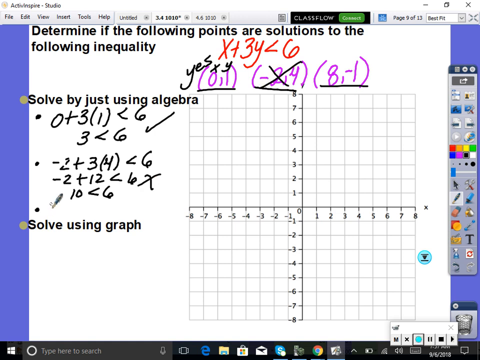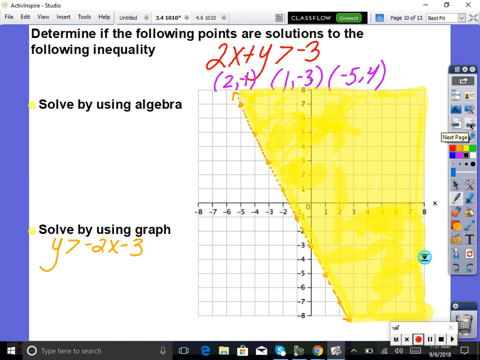Plugging in 8 and -1. 8 plus 3 times -1, is that less than 6? So that's 8 minus 3 is less than 6. 8, 7, 6, 5. 5 less than 6? So if we were to graph it, this one would be in the shaded region. I'd rather just do it with algebra. Much quicker. Okay, great.